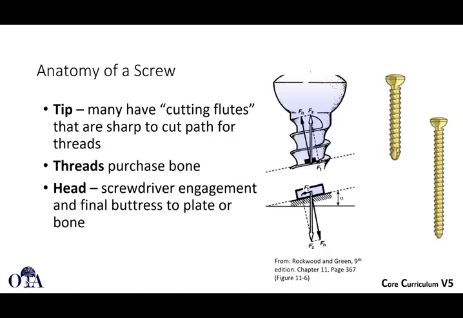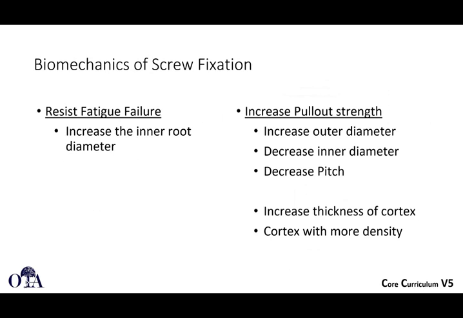The tip of the screw can have cutting flutes. And if you look very carefully here, this is a self-tapping screw. It has this cutting flute, whereas this here is a very standard non-self-tapping screw. The threads will help to purchase bone, and then the screwdriver, of course, will engage the screw head. And the screw head also is what acts as the final buttress to the plate or bone. Otherwise, the threads would just pass all the way through. And headless screws also exist, where you need to have a head countersink all the way below the surface.